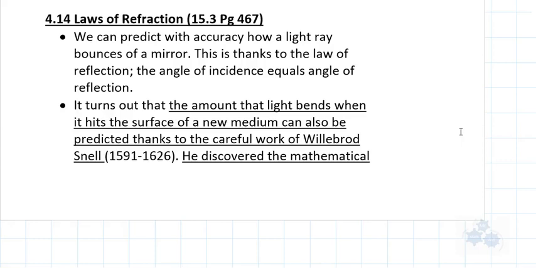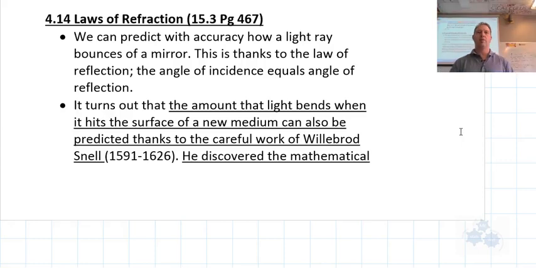Okay, so here's a quick lesson on 15.3, Physical Science 20, laws of refraction. So let's take a look at this. We can predict with accuracy how a light ray bounces off a mirror. We've already worked with that, right? This is thanks to the law of reflection, and that is the angle of incidence equals the angle of reflection. So we know this to be true. That's the law of reflection.